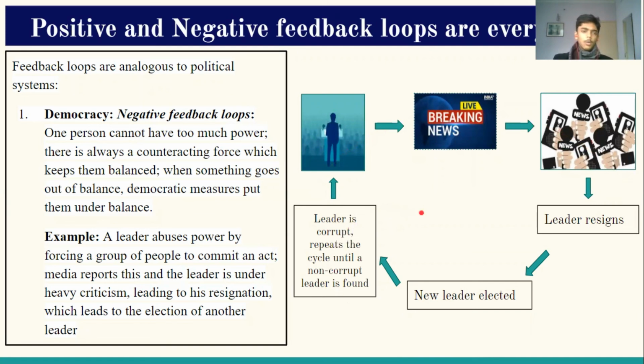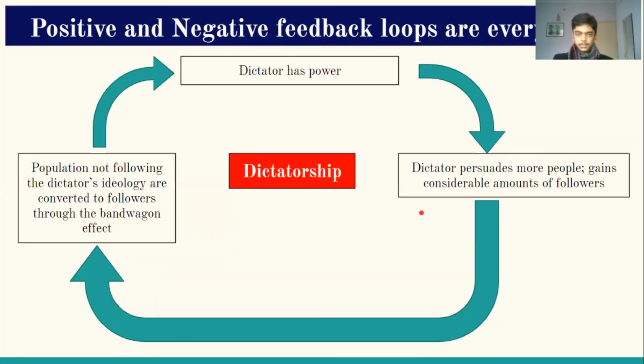Okay, that's fine. How about a positive feedback loop in terms of political systems? A dictatorship. A dictator has power, all right. The dictator persuades more people, gains considerable amounts of followers. People who are not following the dictator's ideology are converted to followers through the bandwagon effect. The bandwagon effect is a behavior displayed by the masses, which is sort of imbibed by people who are not following that ideology. So basically the majority converts the minority into the majority, into themselves.